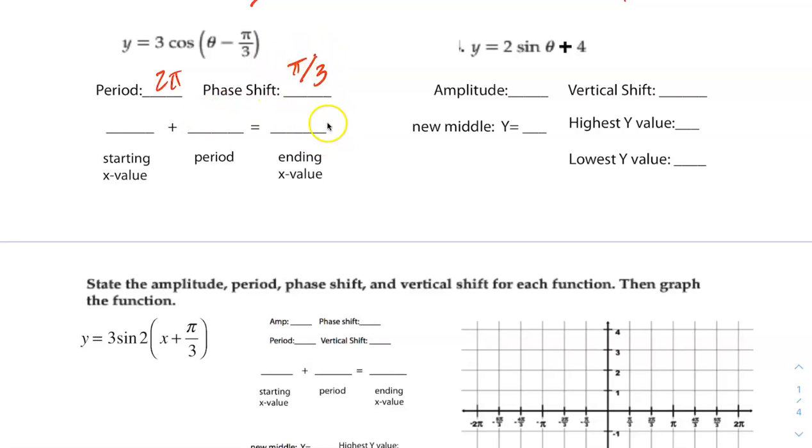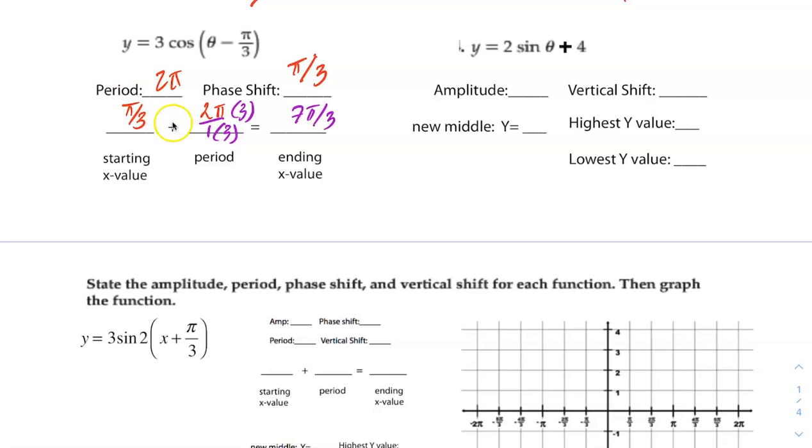Our phase shift is where you want to start. We want to start at pi over 3. How do you figure out where you end? Well, all we have to do is add the period. So in this case, we'll add where I start, phase shift, plus the period 2 pi. Now to add those, I need a common denominator because we all love fractions so much. So 2 pi times 3 over 3. So the top right here would be 6 pi over 3 plus the 1 pi over 3. It'll give me 7 pi over 3.